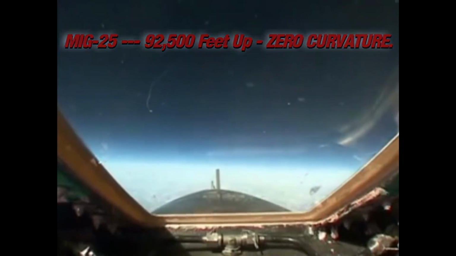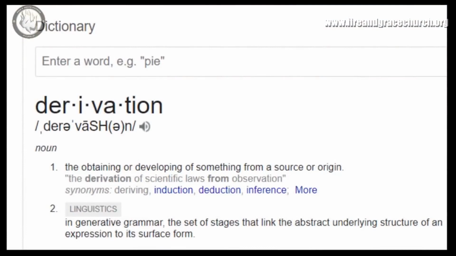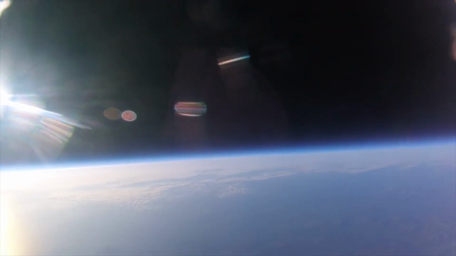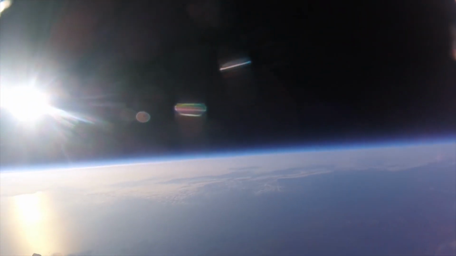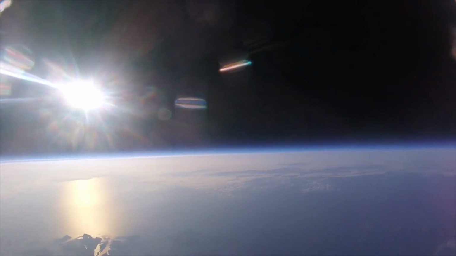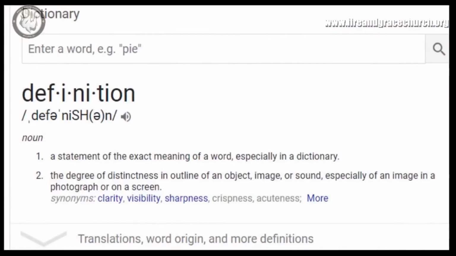Let's keep going here. There's your definition of derivation: obtaining or developing something from a source of origin. Why would you develop the equations for aircraft to fly over something that doesn't exist? Let's factor in the unicorn equation, just in case, the Pegasus, the flying horse equation. So, yeah. Now, they're telling you it exists. Definition, of course, is a statement of the exact meaning of something. Think about that.